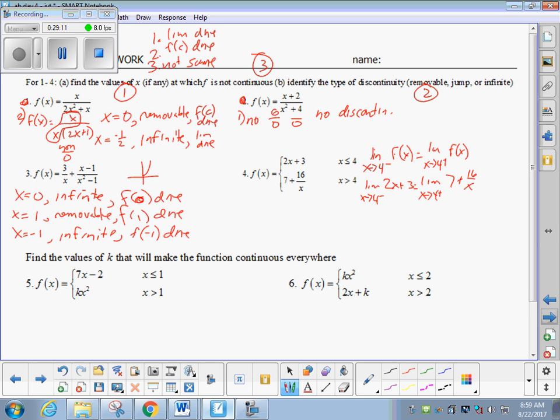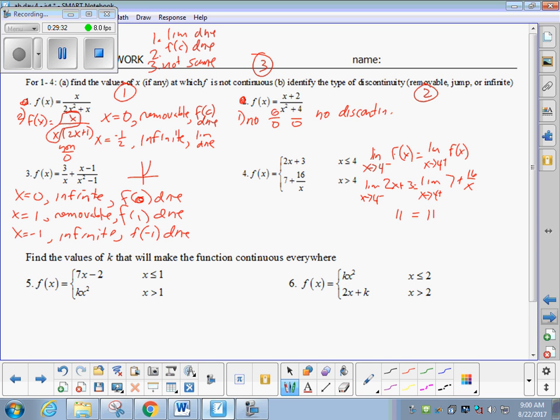Okay. What is the left-hand side? As x approaches 4, 2x plus 3 approaches 11, direct substitution. What about the other guy? As x approaches 4, the other guy approaches 7 plus 16 over 4, which is 11. What did I just show?